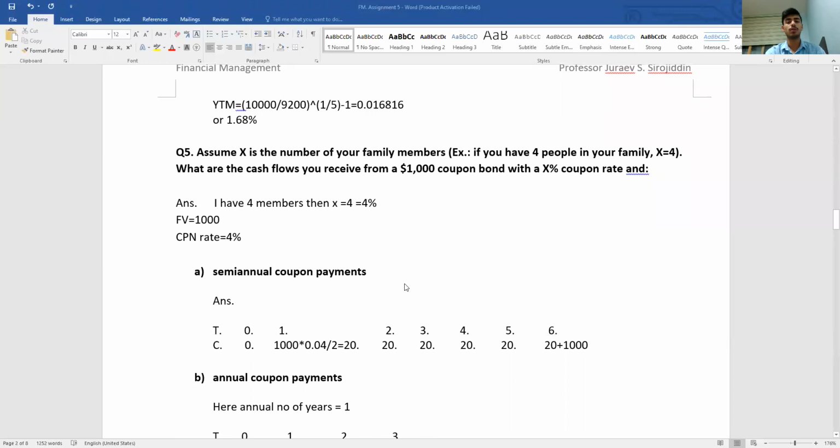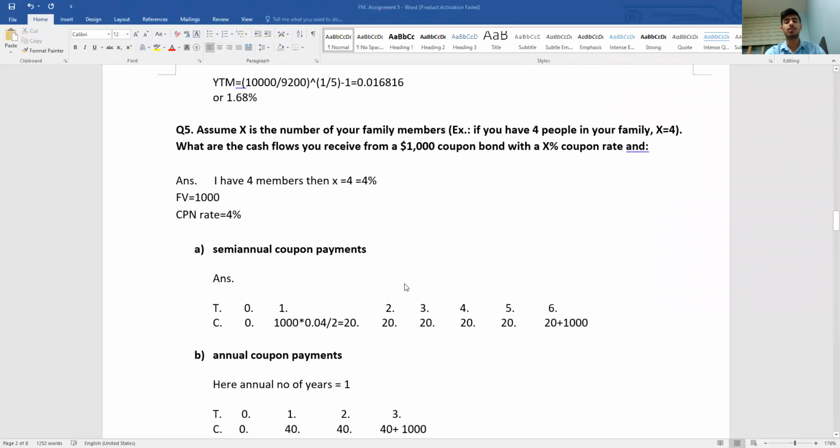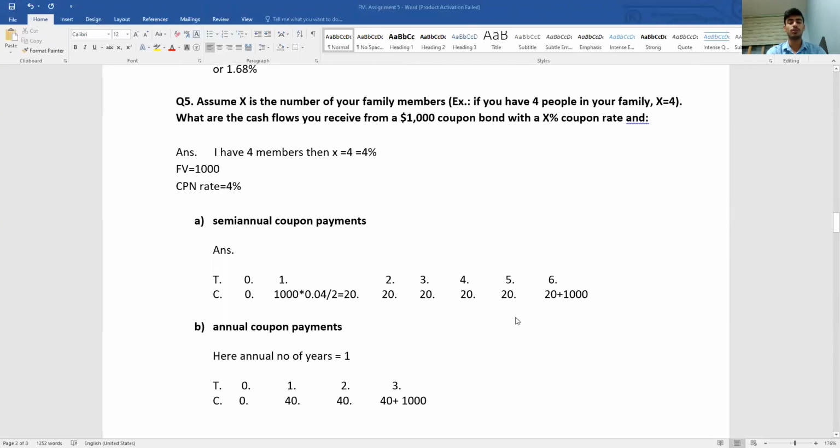Assume X is the number of family members, 4 people in the family. What are the cash flows of the 1000 coupon bond with X% coupon rate? I have 4 members in my family, so X is 4%, face value is 1000, coupon rate is 4%. Semi-annually, 1 year, 2 year, 3 year. In 3 years we have 6 semi-annual periods, so 1000 times 0.04 divided by 2 is 20, and in the last semi-annual period, we need to pay the face value also with $20. That is total $1,020.